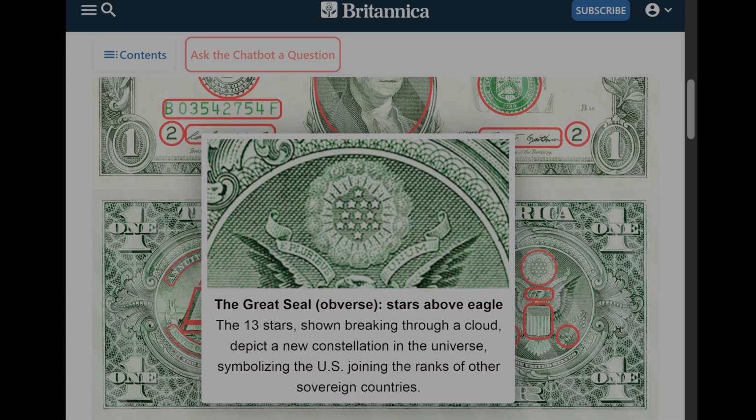Okay. The Great Seal. Observe. Stars above eagle. The 13 stars shown breaking through a cloud depict a new constellation in the universe, symbolizing the U.S. joining the ranks of other sovereign countries, or another section of the cult, the occult, the evil entities that supposedly run the entire world. Take it or leave it. Let's continue.